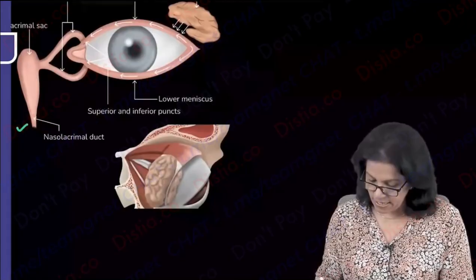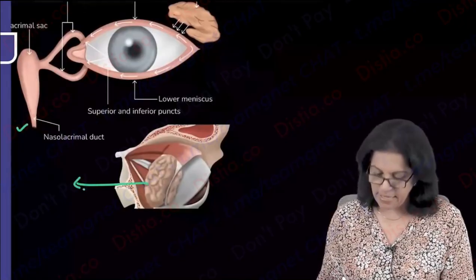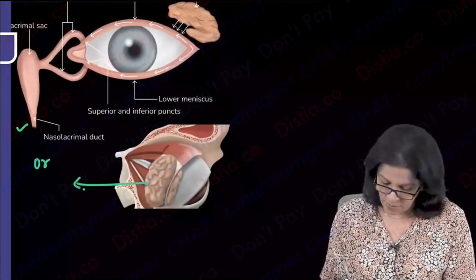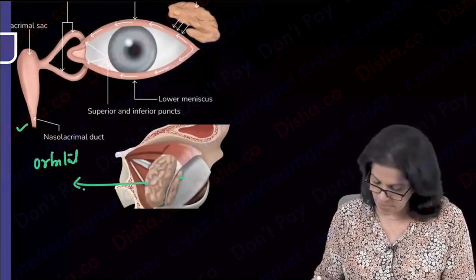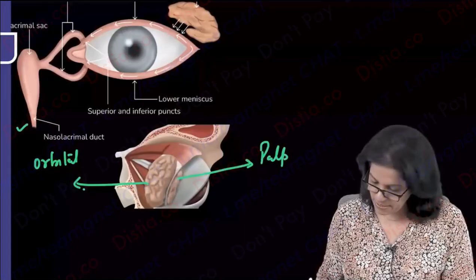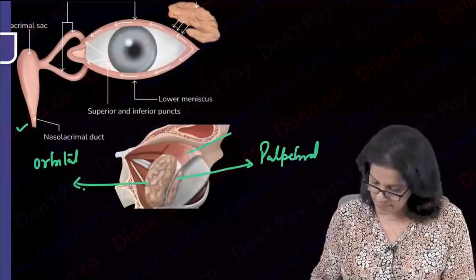Now, if you talk about the lacrimal gland, main lacrimal gland has two parts. This one is your orbital part and this becomes your palpebral part. It is separated by the LPS muscle.